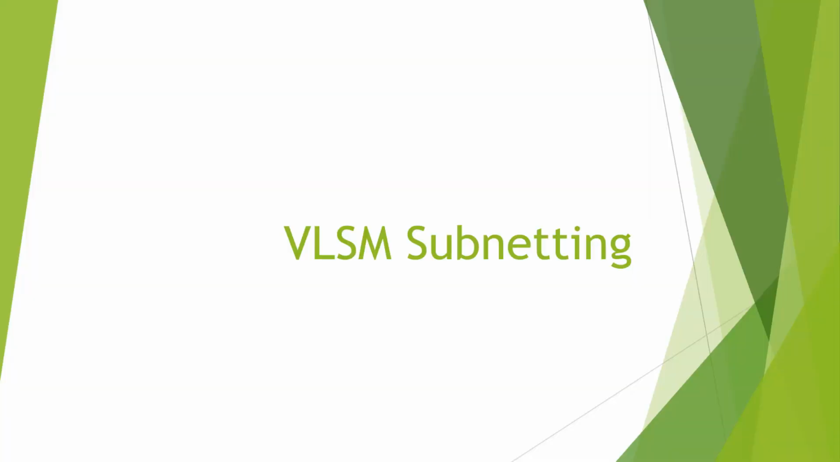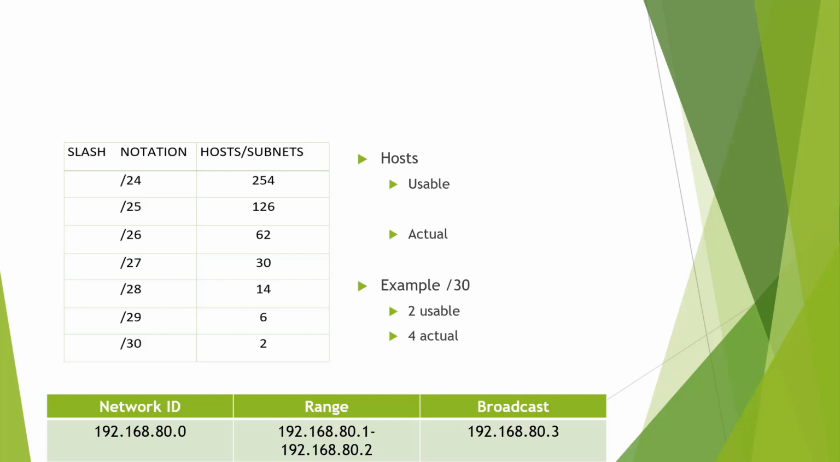Welcome to this video. Here we are going to be talking about variable length subnet masks, VLSM. What that means is our subnets can change depending on what we need. It's no longer tied to a /16 or a /8 or a /24. It means each network can be separated.